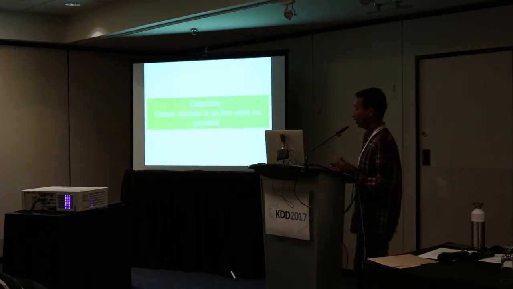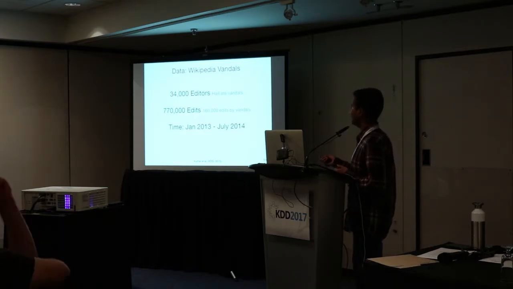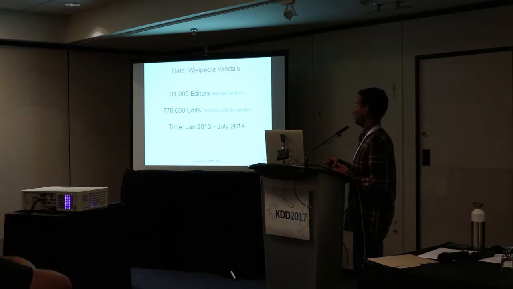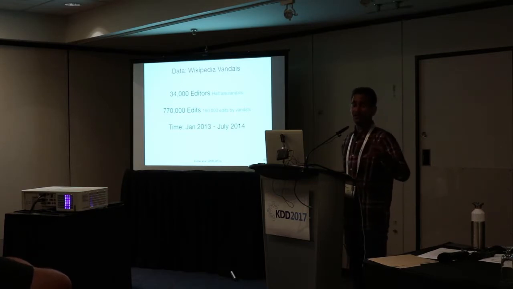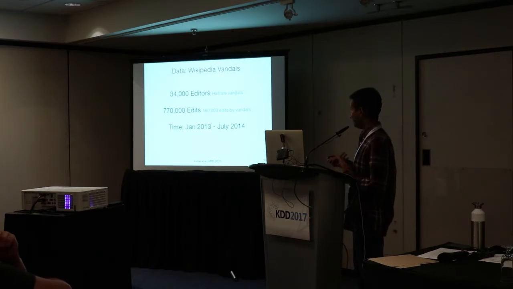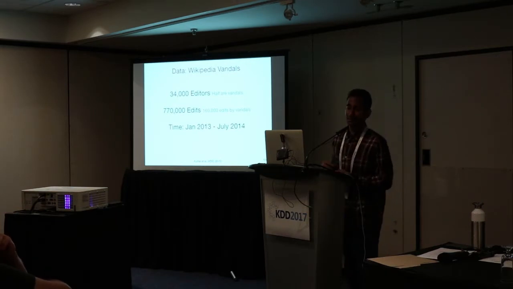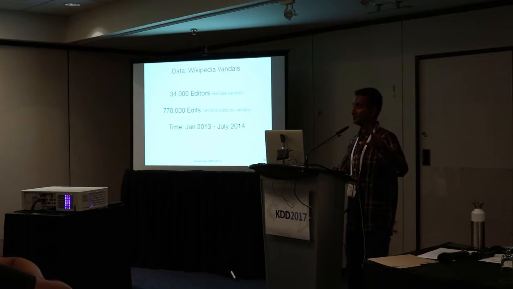So what we want to do is to identify vandals in as few edits as possible. In our paper published two years ago at KDD, we did this analysis using about 1.5 years of data, which had 34,000 editors, half of which were vandals, which were all the editors that were banned for vandalism during this 1.5 year period. In total, they made around 770,000 edits, of which 160,000 edits were made by vandals. So the first thing to note is that even though half of these accounts are vandals, only 20% of the edits are made by them, and the remaining 80% of the edits are made by benign users.